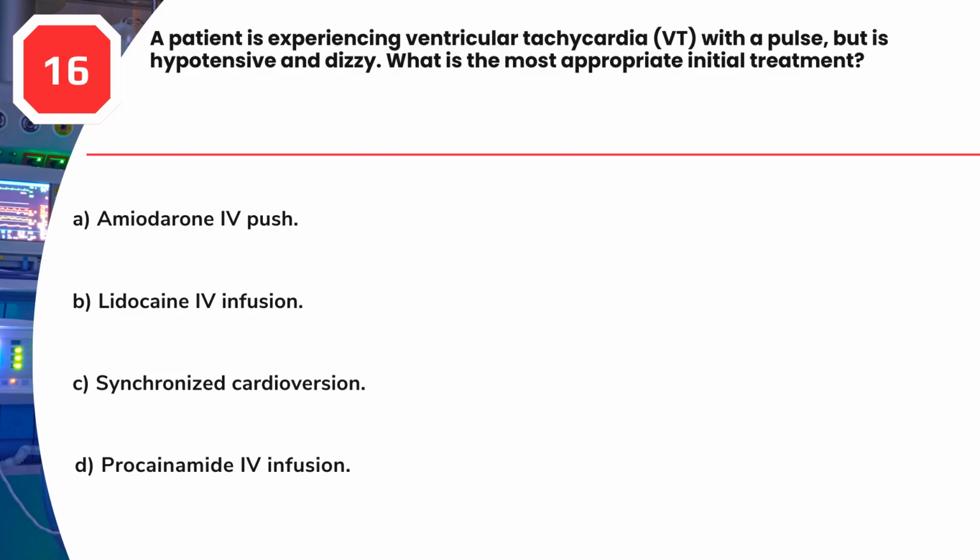Question 16. A patient is experiencing ventricular tachycardia (VT) with a pulse, but is hypotensive and dizzy. What is the most appropriate initial treatment? A. Amiodarone IV push. B. Lidocaine IV infusion. C. Synchronized cardioversion. D. Procainamide IV infusion.